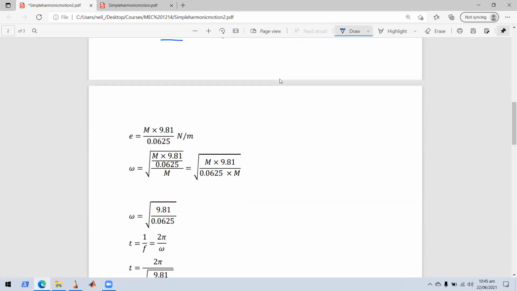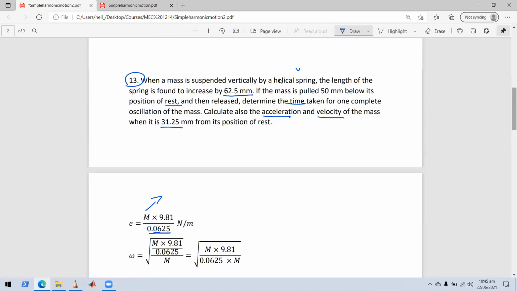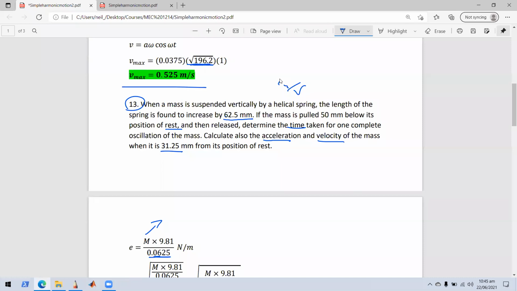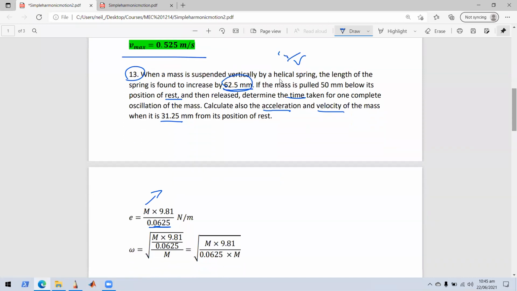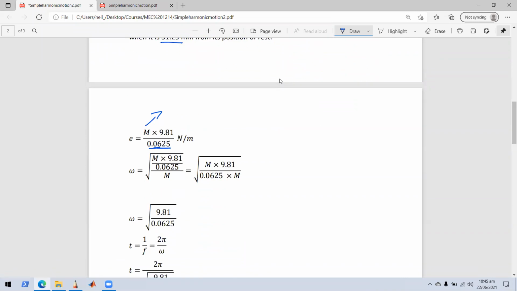Okay, good. So E is equal to M, that unknown mass, times 9.81 divided by 0.0625. This 0.0625 comes from the value given to us, 62.5 millimeters divided by 1,000. Keeping it just like this because we want to cancel out this M eventually.